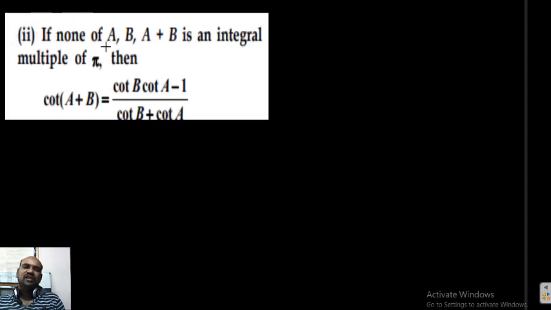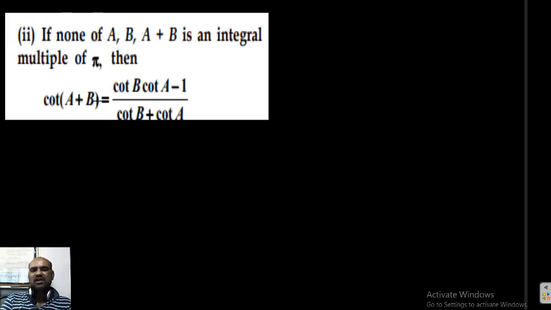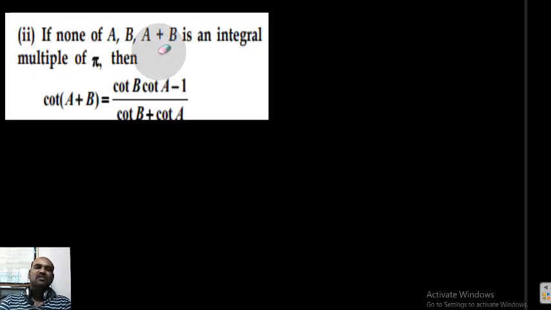So why the conditions are given? A and B, A plus B are not integral multiple of pi. If the angle is pi, sin pi won't define, because sin pi becomes 0. For those conditions only cot is defined, no? Cot pi is actually not defined. Cot pi means what? Cos pi by sin pi only. Cos pi means minus 1, sin pi means 0, minus 1 by 0 is not defined. What is the meaning of that? Cot pi is not defined. Cot 2 pi won't be defined. That's why A, B, A plus B are not an integral multiple of pi. Then only the cot function will be defined. Understood?